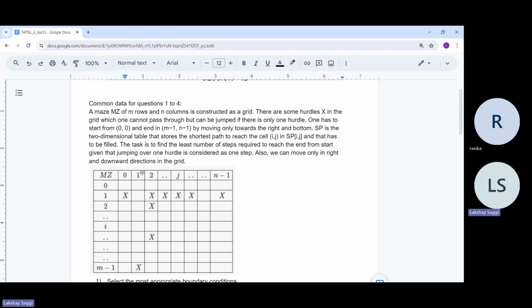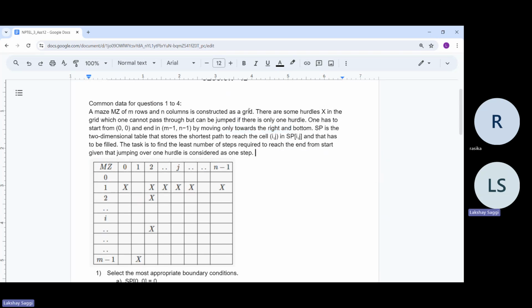Okay, it is already given that we can only move towards right and bottom, so we don't need to mention this. But I think there is some problem in the question. The question says that there are some hurdles in the grid which one cannot pass through but can be jumped over if there is only one hurdle. So these are the hurdles which are given to us. One has to start from this and end in this by moving only right and down. The shortest path to reach SP i, j has to be filled.